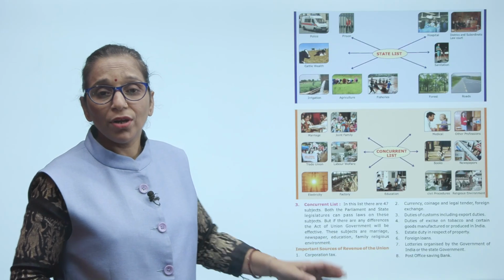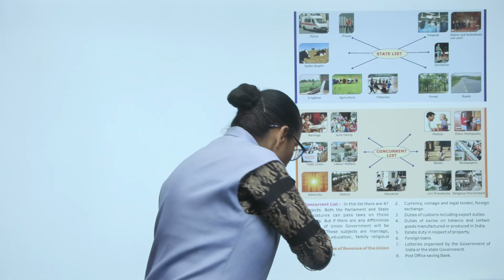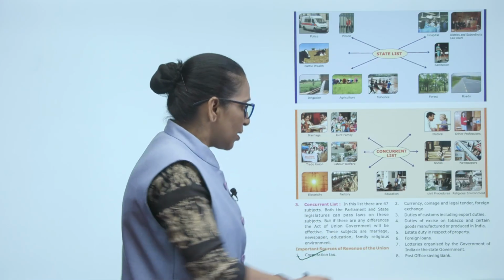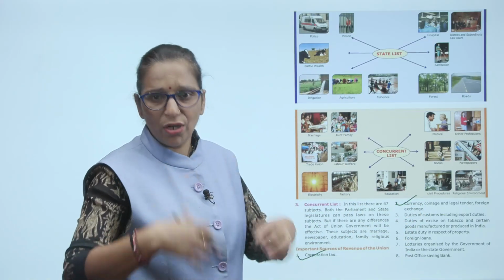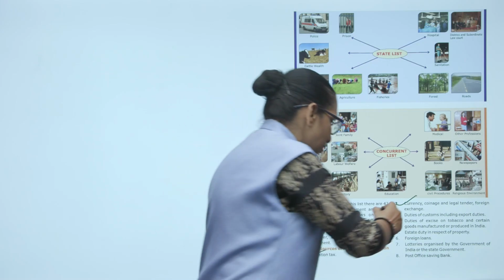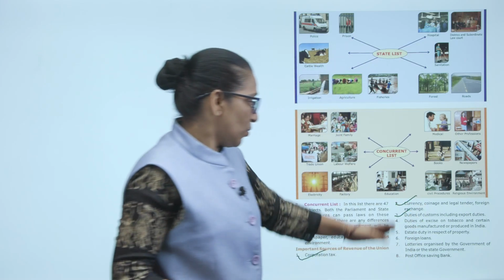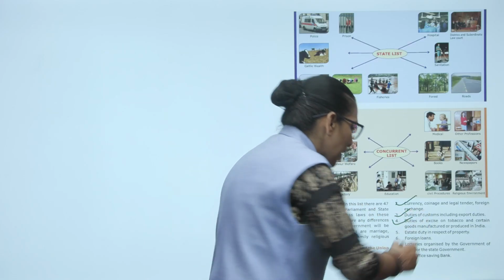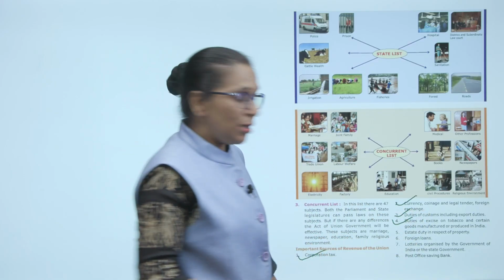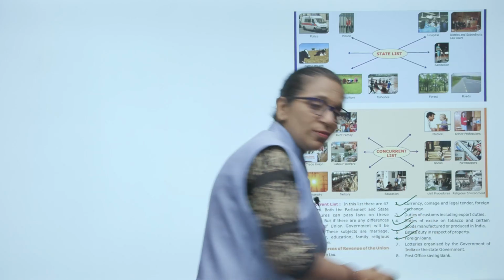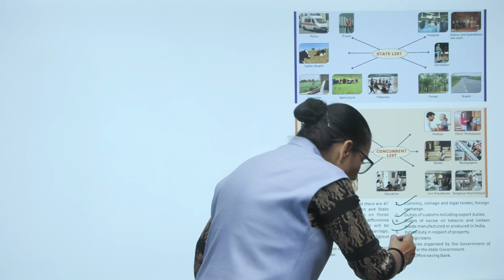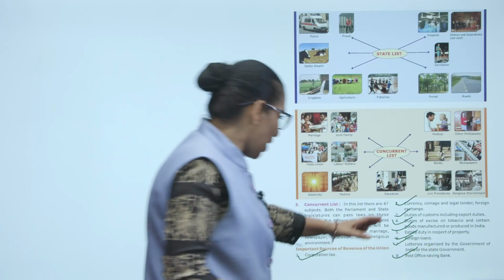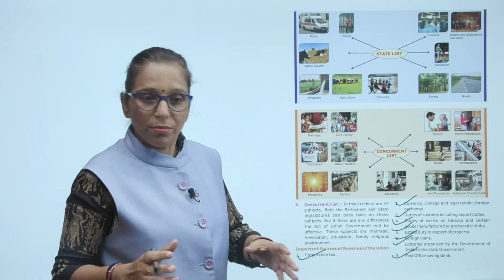Now important sources of revenue of the union government. Corporation tax can be collected, currency, coinage, legal tender, foreign exchange. These are the sources of tax revenue collection. Now duties of custom including export duty, duties of excise on tobacco, certain goods manufactured or produced in India, then state duty in respect of property, then foreign loans, then lotteries organized by the government of India or state government, and then post office savings bank. So these are the revenue of the union government.